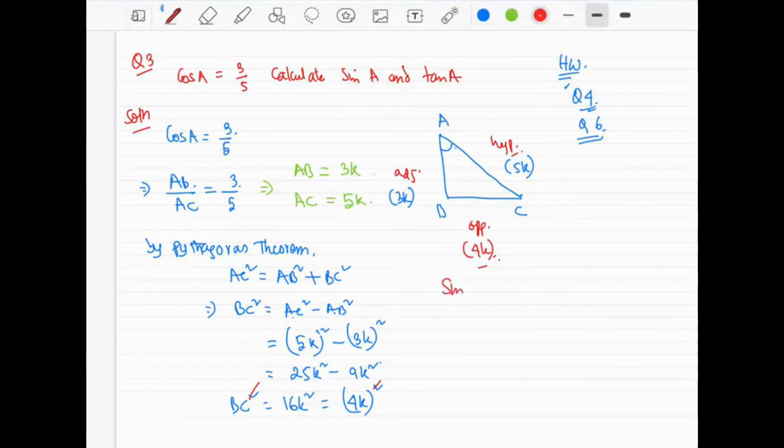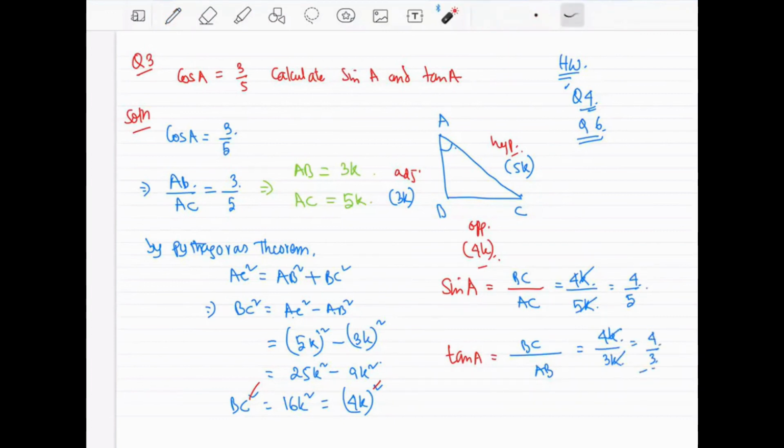Very simple. Sine A, how do we find it out? Sorry, it's not opposite by adjacent, it's opposite by hypotenuse, right? Opposite is BC, hypotenuse is AC. Put in the values. BC is 4K, AC is 5K. K and K can be cancelled out, so we have got 4 by 5. What about tan A? According to the question, the formula for tan A is opposite by adjacent, right? Opposite is BC. Adjacent is AB. Put in the values. So we have got 4K divided by 3K. Cancel the K and K, so we have got 4 by 3.